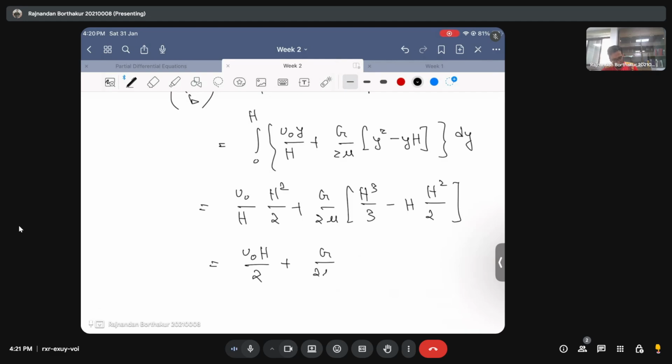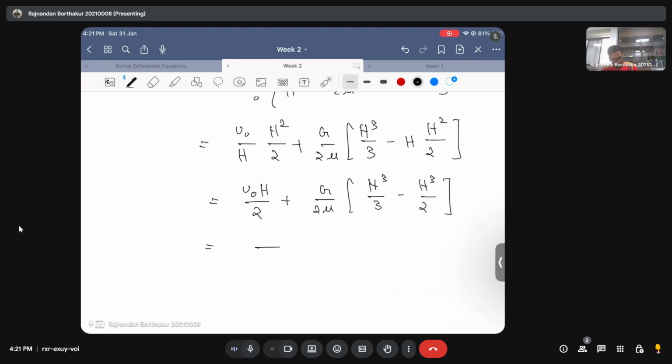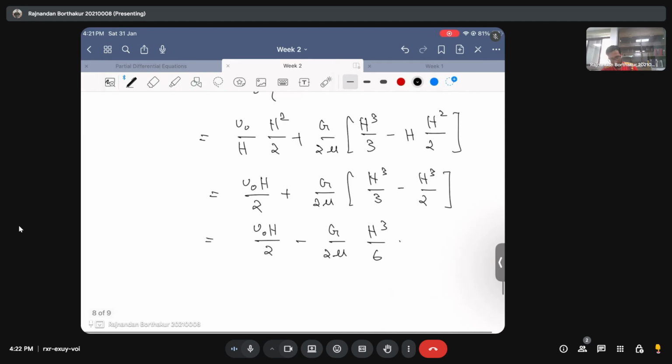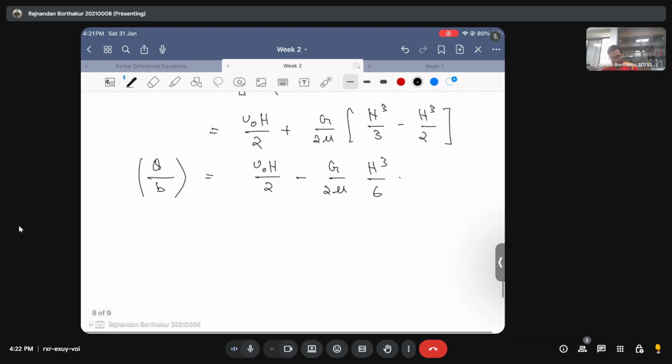g upon 2 mu times h cubed by 3 minus h cubed by 2, which will give you u naught h by 2 plus g upon 2 mu times h cubed by 6. I think it will be minus of h cubed by 6, because h cubed by 3 minus h cubed by 2 will give you minus of h cubed by 6. That is going to be your volume flow rate, Q, the volume flow rate per unit width of the pipe.